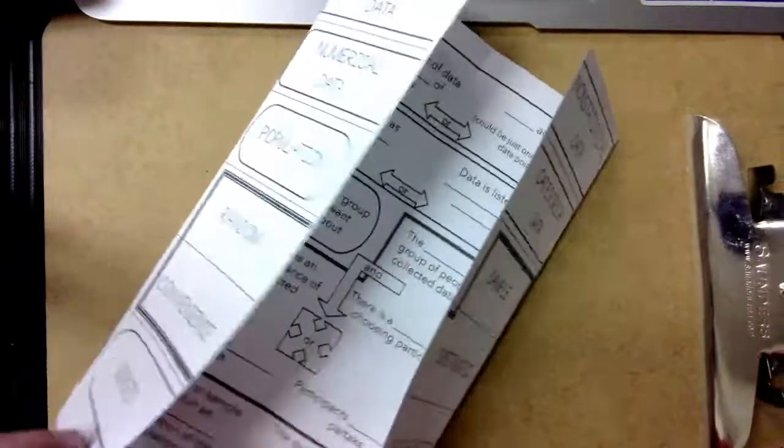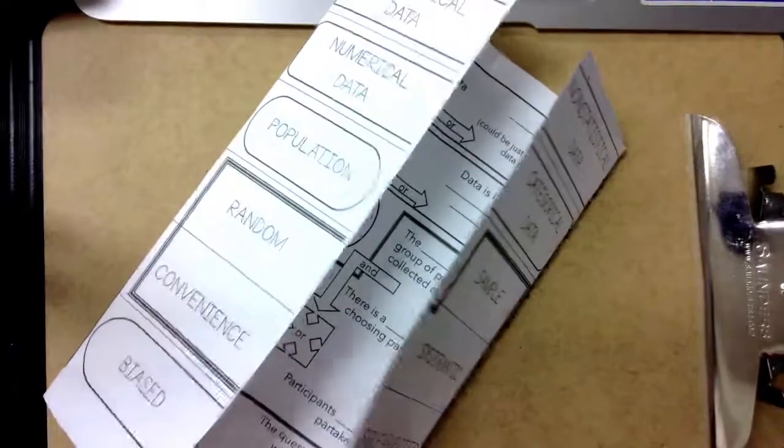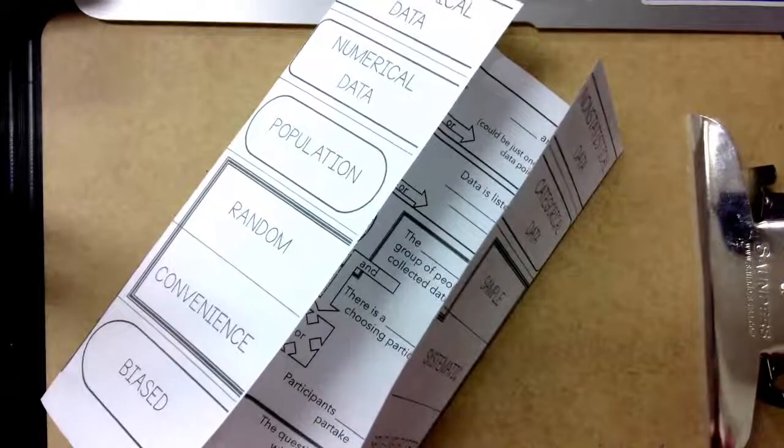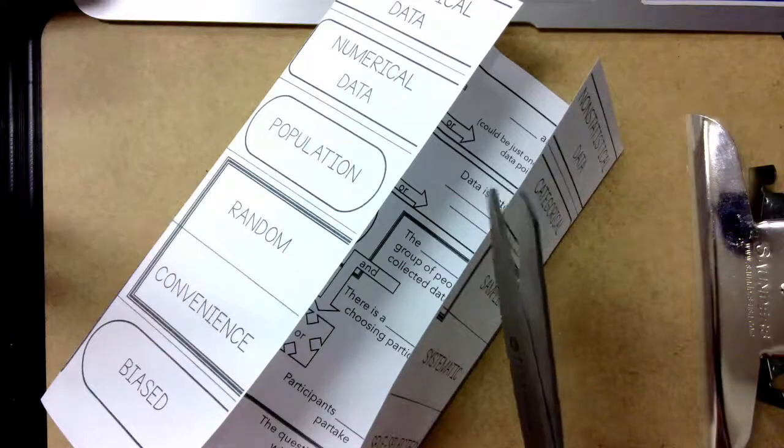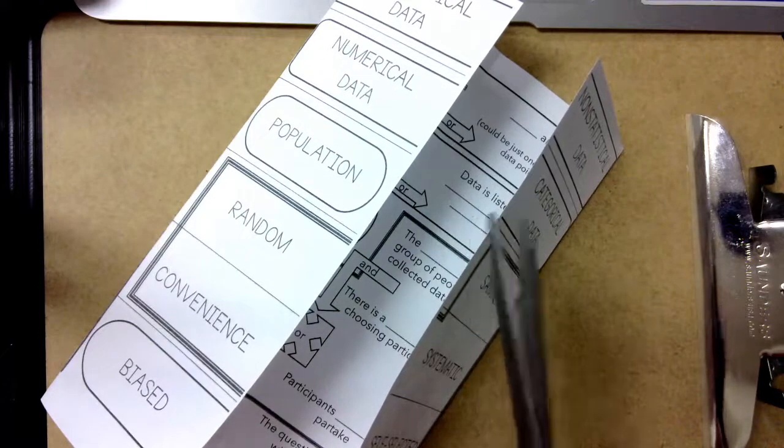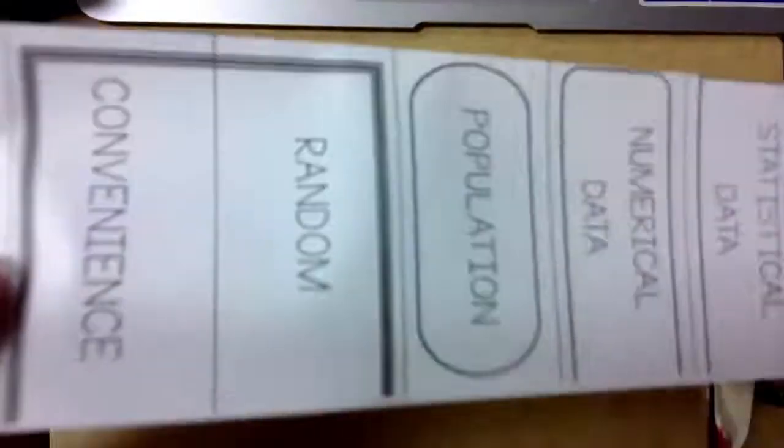Now, wait. Watch. When you take your scissors, only one person didn't do this right in period 1. It was very impressive. You are only cutting this flap here. So you are not cutting through the whole paper. Nothing should fall off of this paper. Everything should stay attached. Okay?